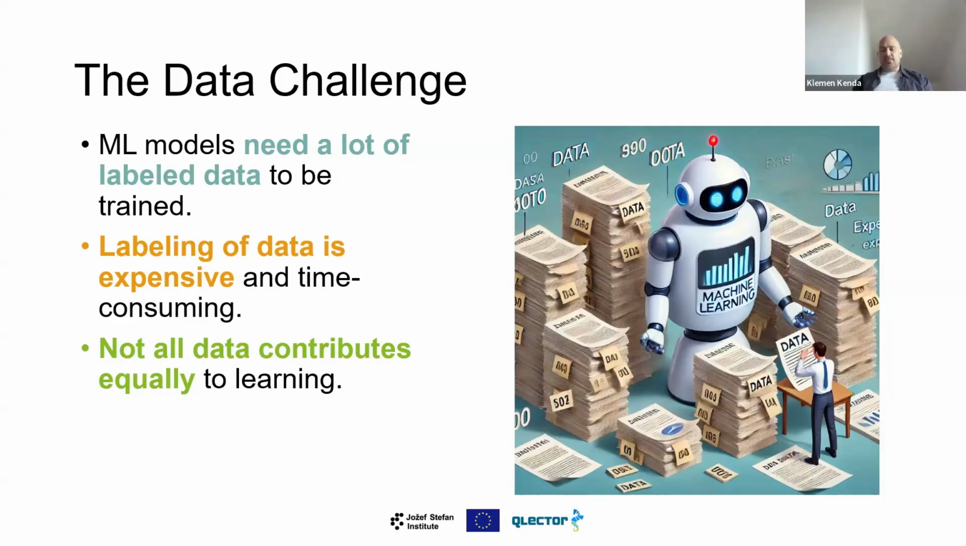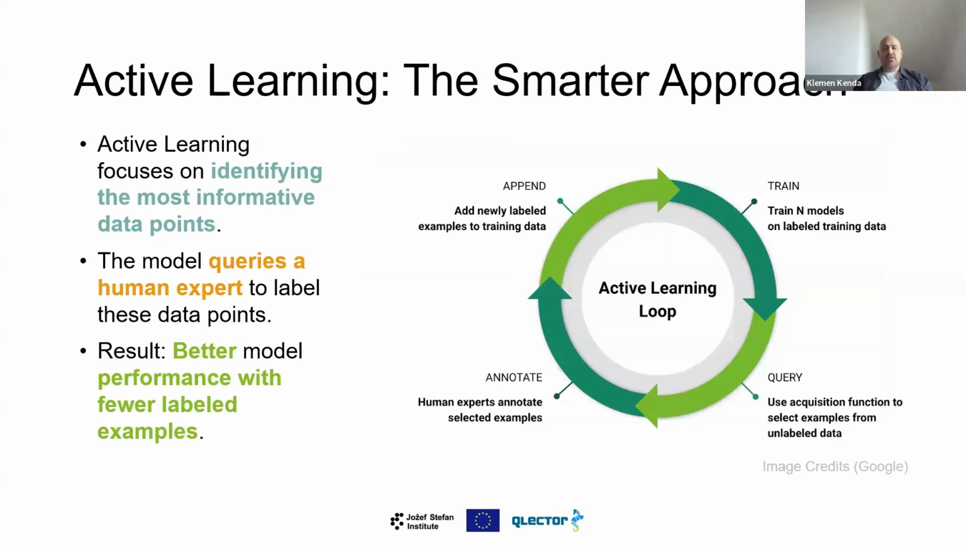Okay, and we have established that this is an expensive task, and the important intuition behind this is that not all the data that we have contributes equally to the learning process. So active learning is all about this smarter approach, where we select data from our data set that is really informative, and it will contribute the most to our learning process, to our model.